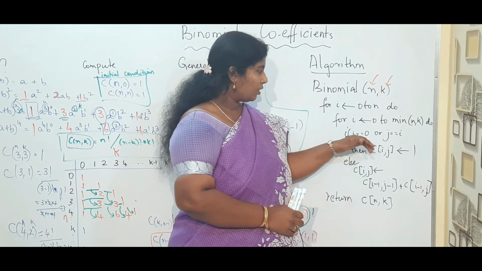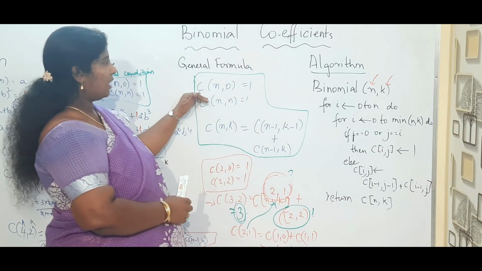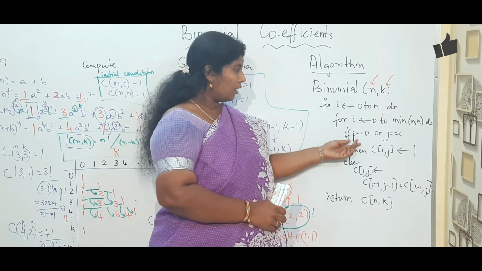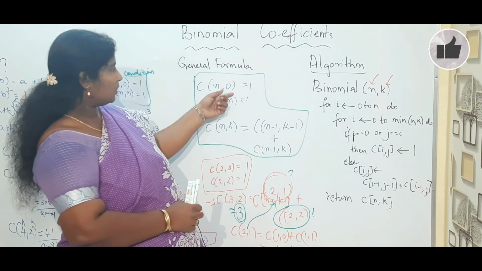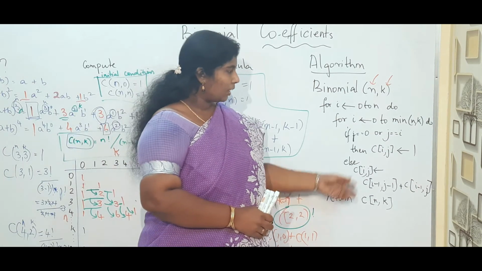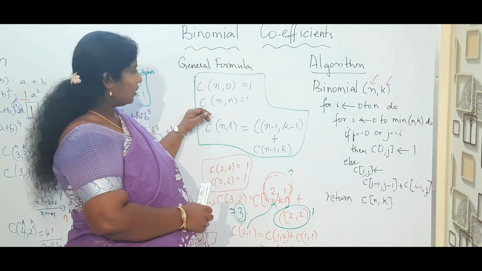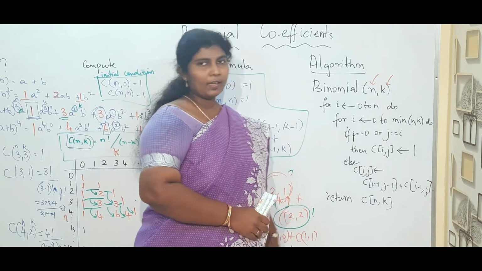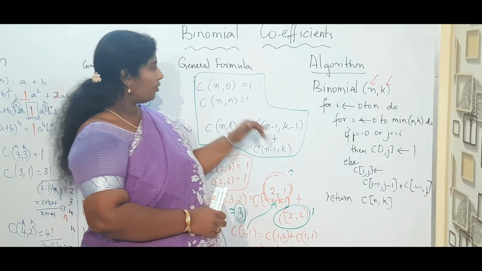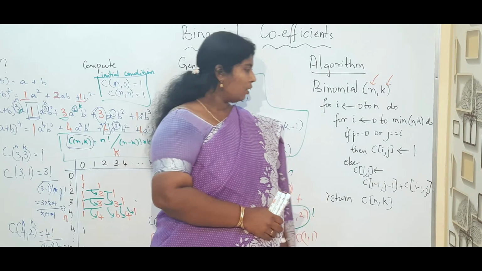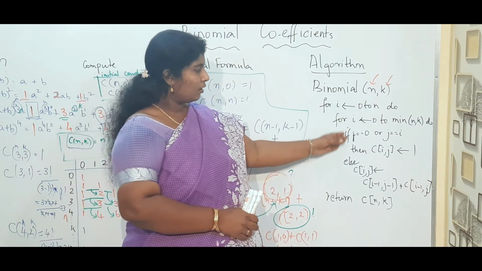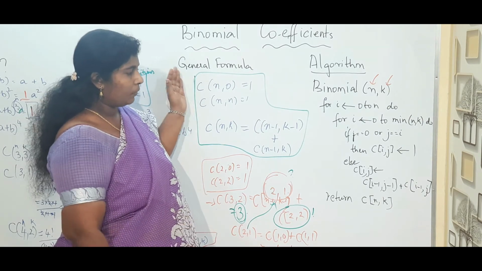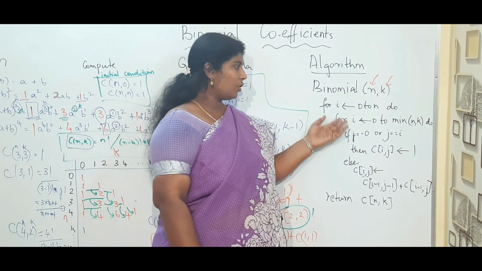Now the first condition, that is n comma 0. For this n value which is given, if the j value is 0, then I have to put it as 1. Otherwise, if j is equal to i, that is n is equal to n, then that is also going to be 1. So this is the first condition, the initial condition which we are looking at.